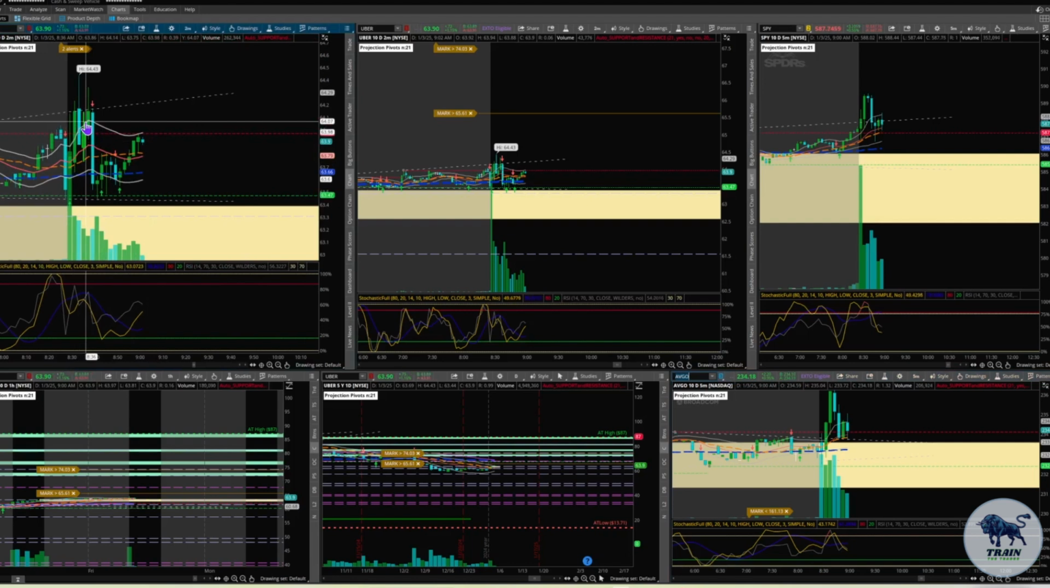Since I have five, especially on a Friday, I'll probably trim two of these if I get to around 15%. Then I'll have three contracts remaining. I'll try to get to 25, 30%, trim another one or two, and then hold that last one to see if it goes crazy.